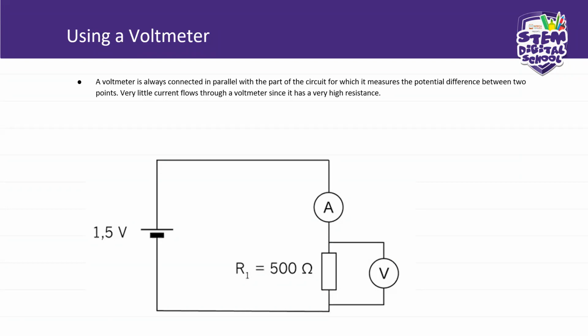Very little current flows through a voltmeter since it has a very high resistance. You see, if we could connect the voltmeter inside the circuit, the reading would be incorrect because it would be affected by its own resistance, because it has a high resistance, the voltmeter. So it's not like the ammeter. The ammeter doesn't have a lot of resistance, so it gets an accurate reading.